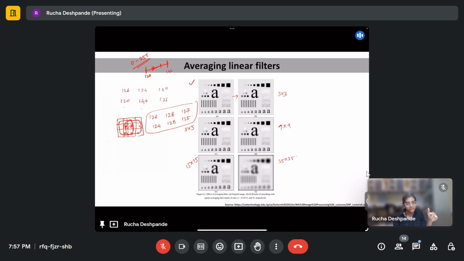Now when we look at the sharpening filters, we'll see how those filters affect the image. It will be the opposite of this. There, the intensity contrast will be enhanced, so the image will appear even sharper. So you can choose these filters based on what kind of application you're looking for.